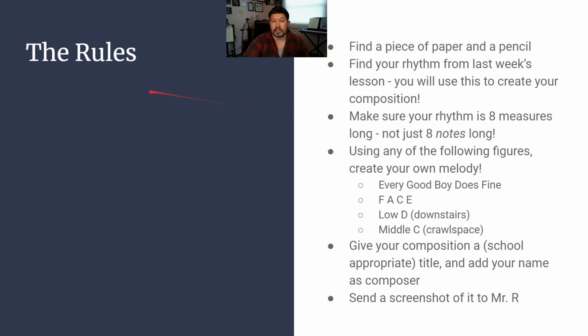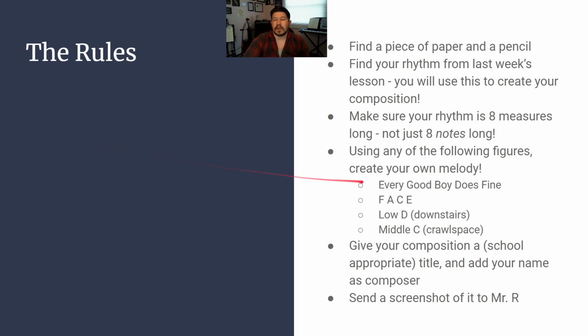If you are missing parts of your rhythm, please make sure that you go back and you really work on creating that rhythm the correct way. So using any of the following figures, you're going to create your own melody. You're using that every good boy does fine, face like face in the space, low D as in the downstairs, and middle C as crawl space.